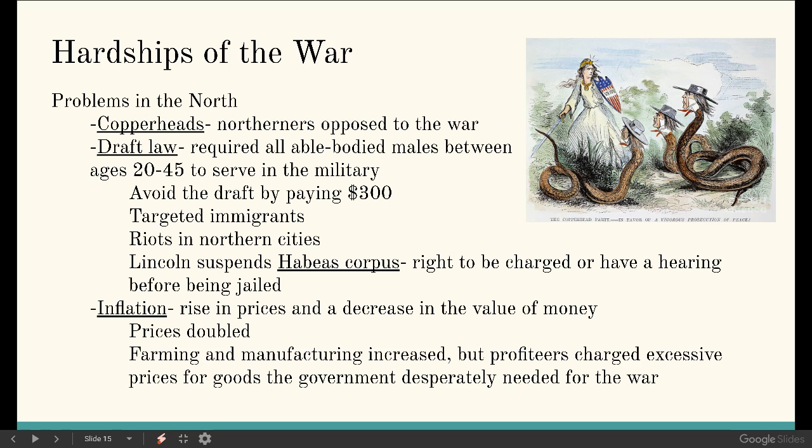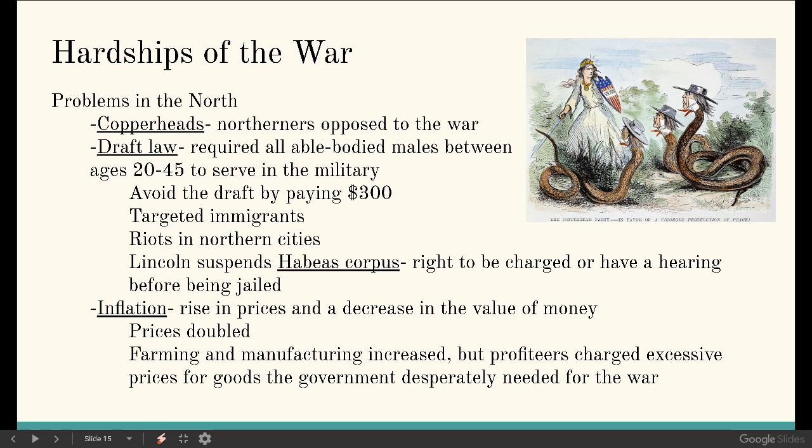Now, you could avoid the draft by paying $300, but this brought up a lot of issues about this being targeting the poorest people in the Union. If you were rich enough to avoid the draft, then you got to survive. But if you were poor, you had to face those hardships that the soldiers were facing. And so a lot of people really started to see this as very unfair for the wealthy to be able to survive while the poor had to go and fight.